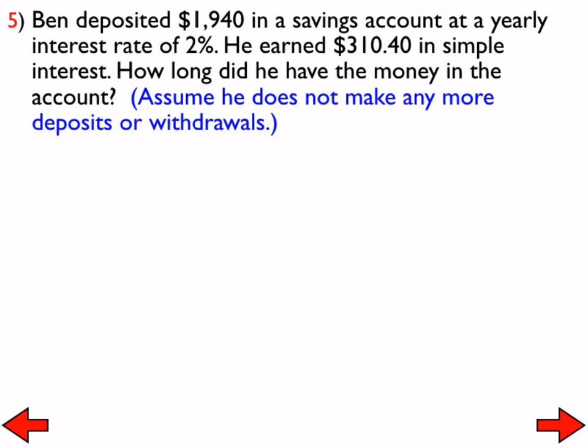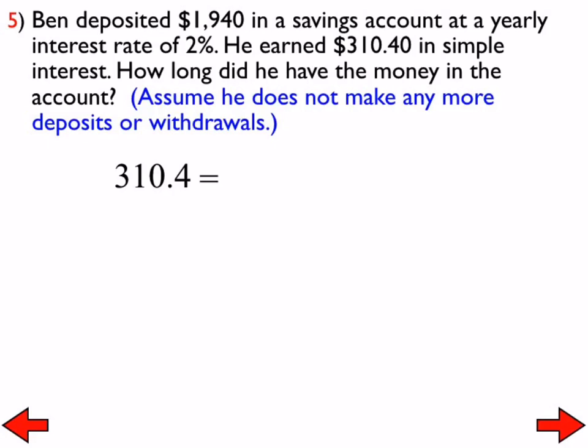Most common mistake in these type of problems is not using the correct value for the interest rate. It's 2%, so you either need to use 2 over 100 or 0.02, not 2, because that's not going to work out for you. 2% as a numeric value is 2 100ths, okay? All right, so the amount of interest that was earned is $310.40.